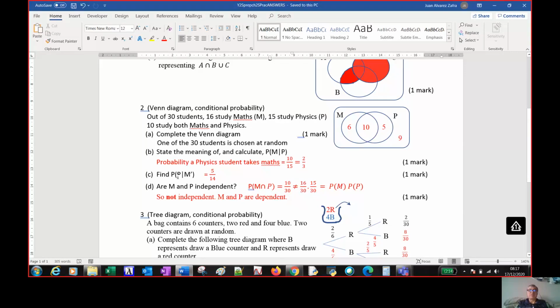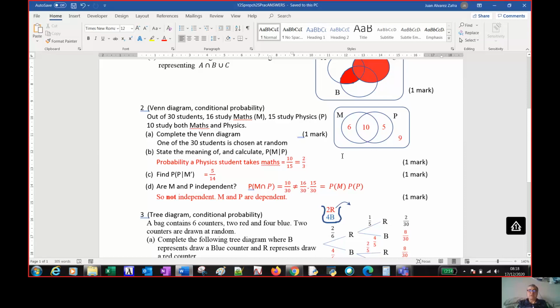So the probability of being a physics student who is not a math student is 5/14 from this data. Are M and P independent? Well, one test for independence is that two events are independent if and only if, when you multiply the probability of one by the other, you get the probability of the intersection.